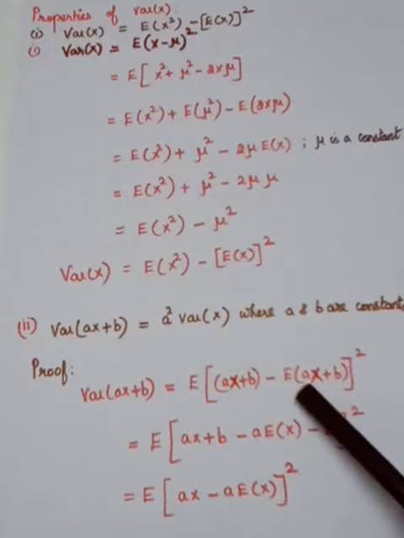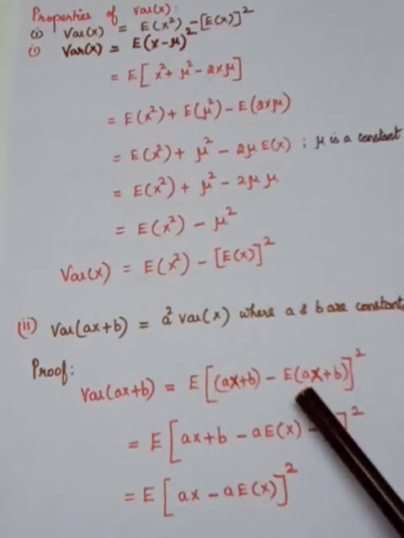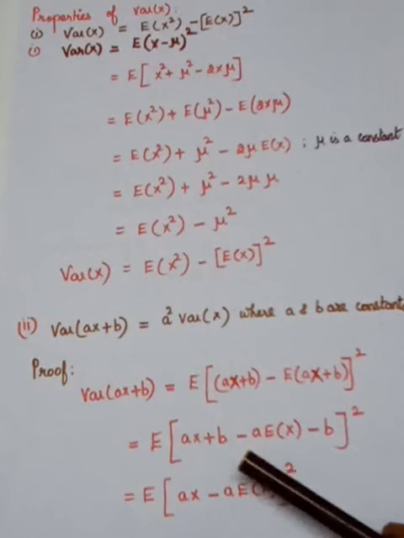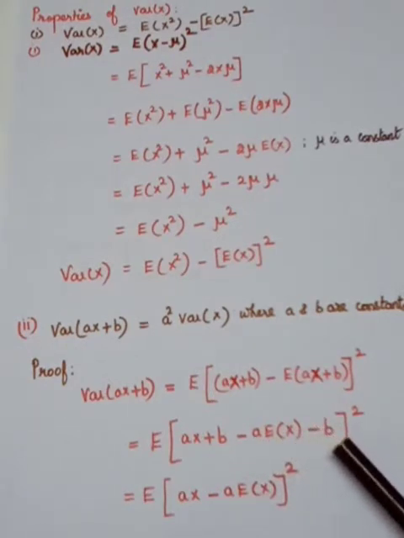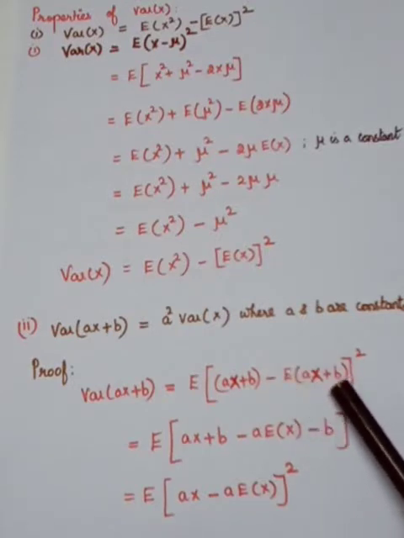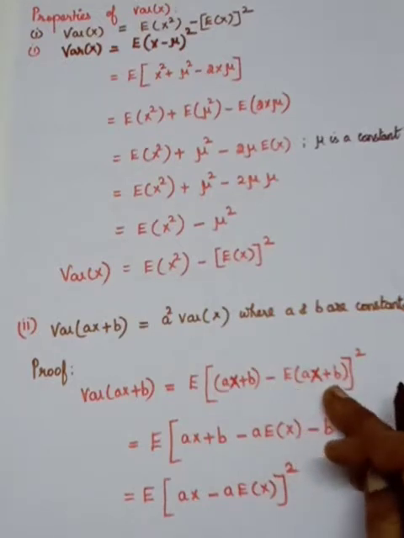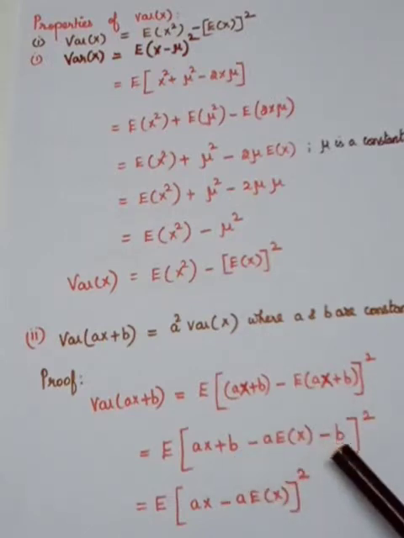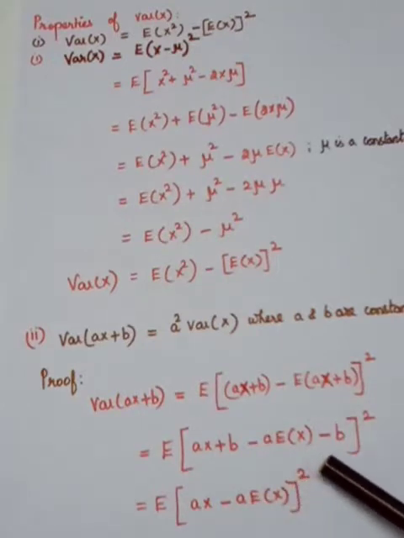Now you have to apply the expected value for this. What is E of ax plus b? It is a into E of x plus b. So the minus has to apply to both the terms. The first term is minus a E of x, next minus b. So E of ax plus b is a E of x plus b. When you apply the minus, you get these two terms. Here plus b and minus b get cancelled. So here you have ax minus a E of x the whole square.